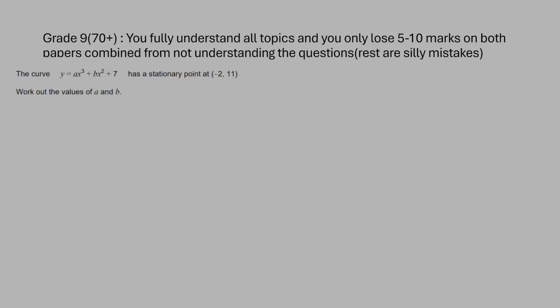So firstly, we're going to substitute -2 and 11 into the main equation. This is just simple graph stuff. We know that this point lies on the graph, so we should be able to substitute the point in, and they should equal each other. So we're going to simplify this down and get -8a plus 4b equals 4.